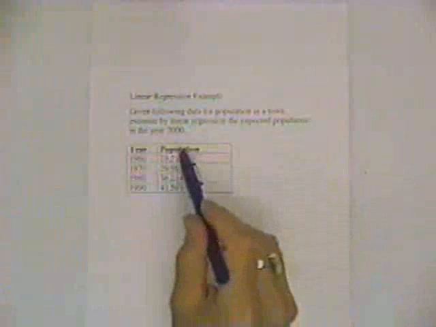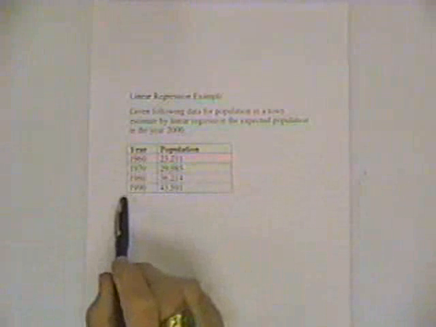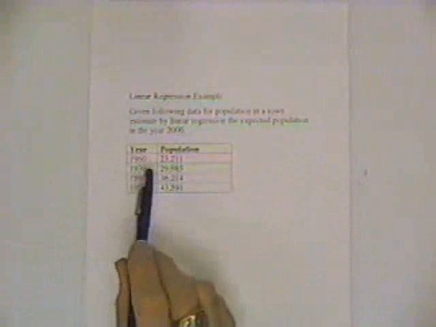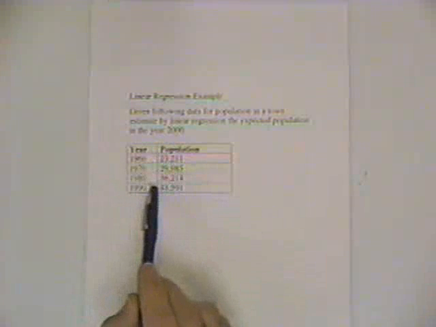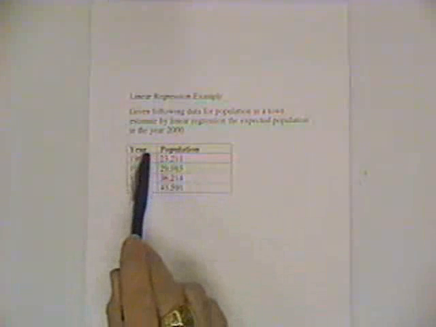An example linear regression problem would be that you're given, say, a set of data for the population of a town over different years, in this case running from 1960 to 1990, and you're asked to use linear interpolation or linear regression to estimate the population in the year 2000. So you want to fit an equation that gives the population as a function of the year, and then plug in a time of 2,000 and estimate what the population would be at that point.